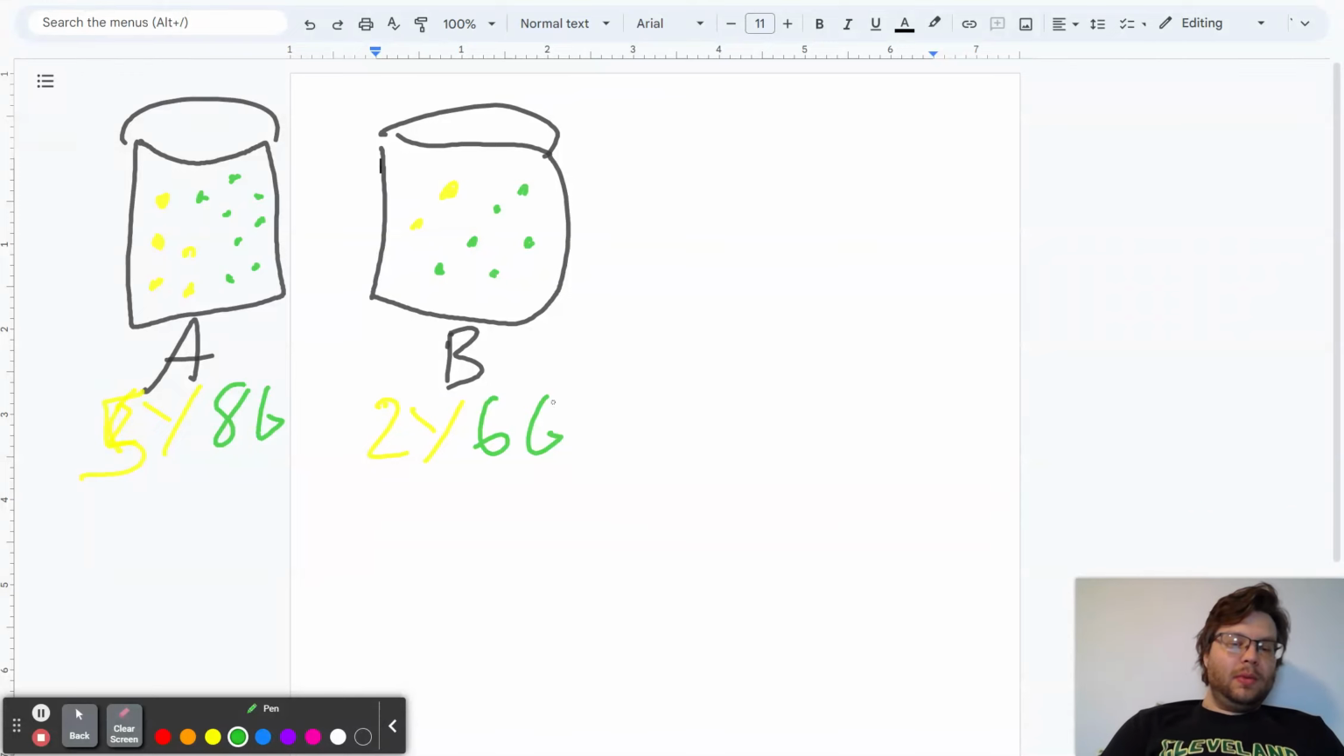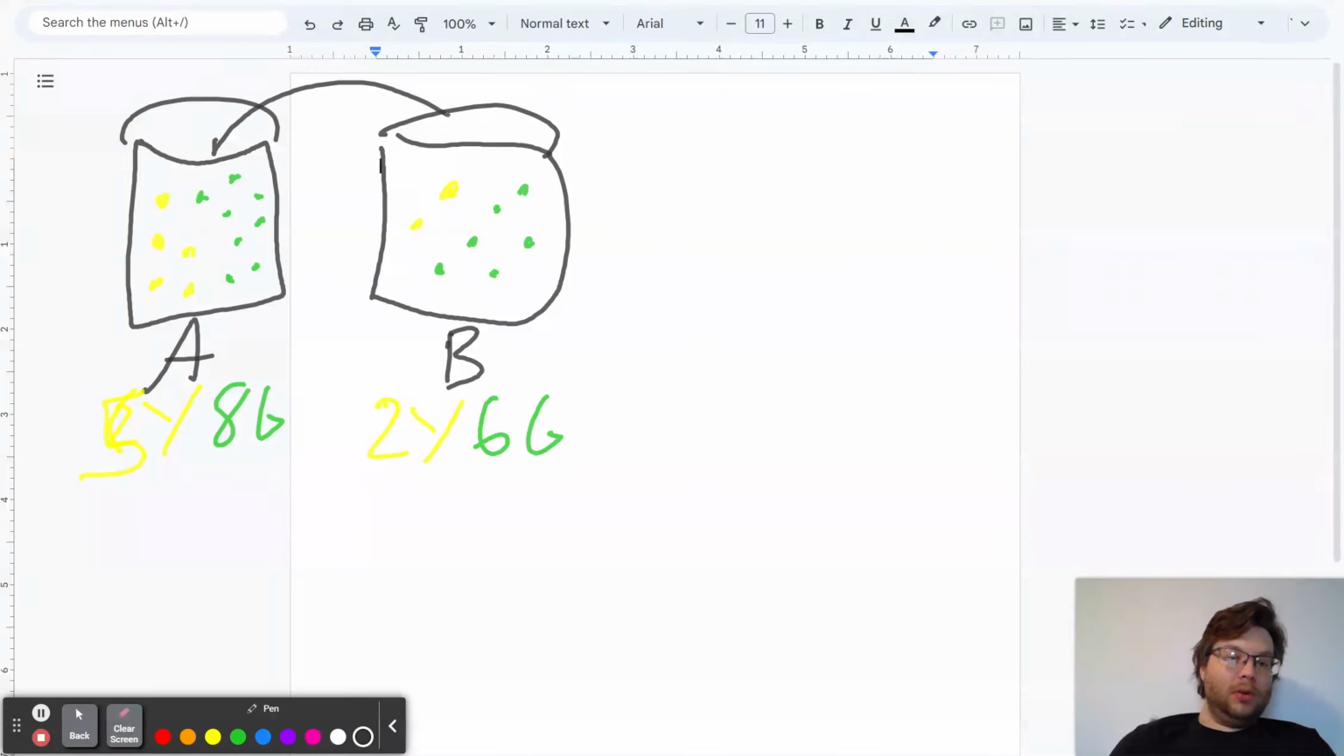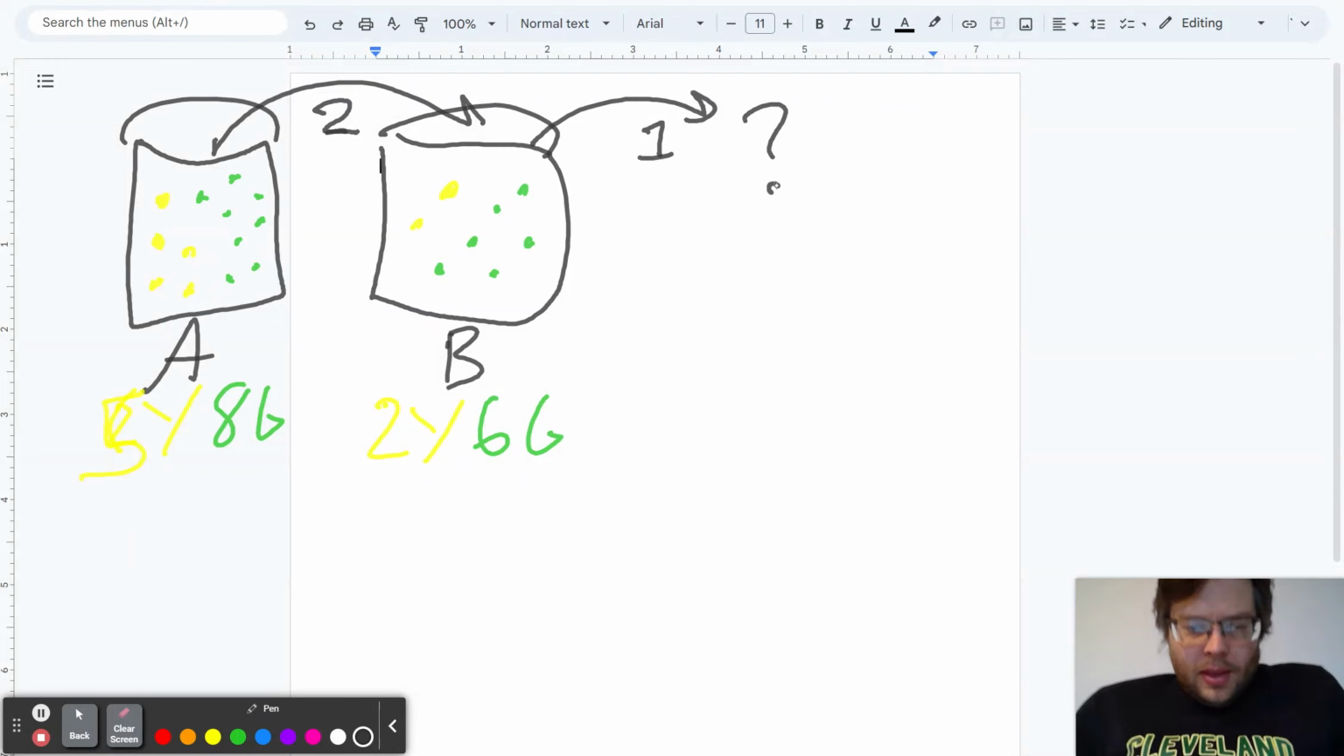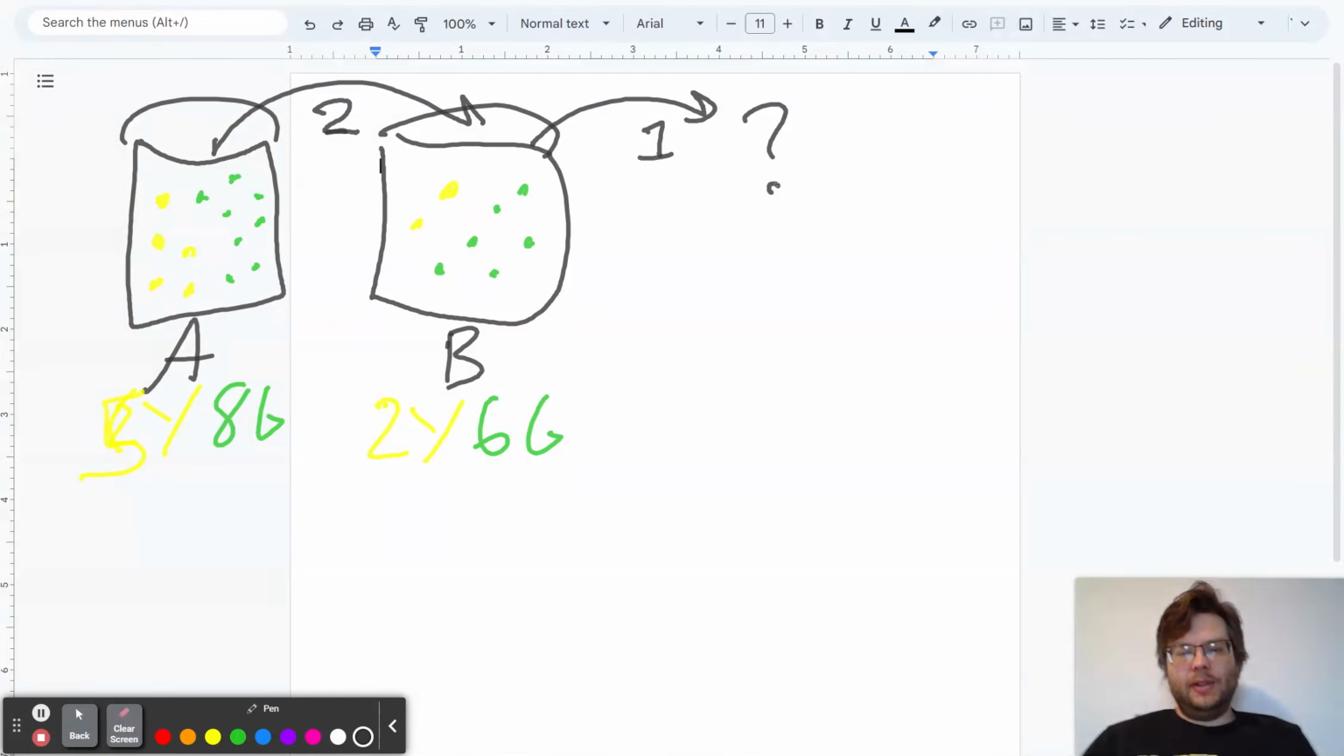And here's how the game works. We take two marbles go from jar A to jar B, and then we choose one marble out there. And we don't know what marble that is. And so this is a pretty tricky question because there's kind of a lot of action. There's lots of different possibilities. And so using a tree diagram is a good approach here.